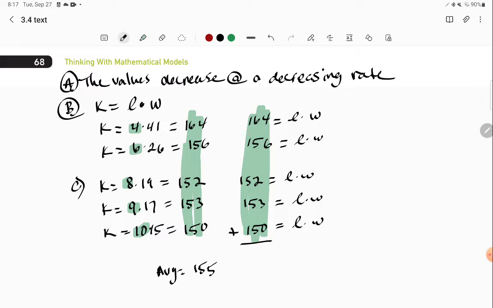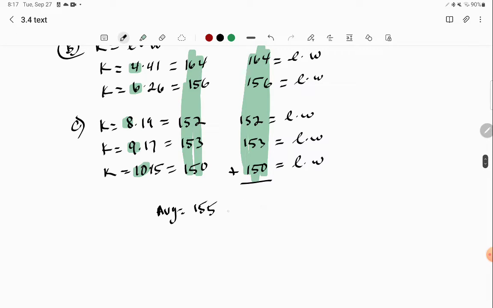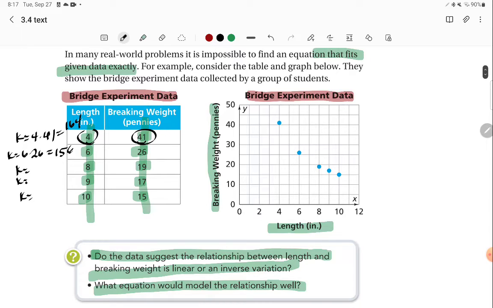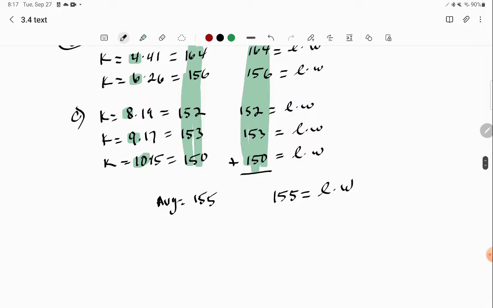So really any value between 150 and 165, or 164, that was our largest. Any between there, but if we average them, it's 155. So a great equation would be 155 is equal to length times width, or sorry, breaking weight. And that would give us a really good graph that would go through the majority of those or somewhere in the middle of those. And so that's the equation that we would want to use if we wanted to predict, right? Which is what we're doing in part D.